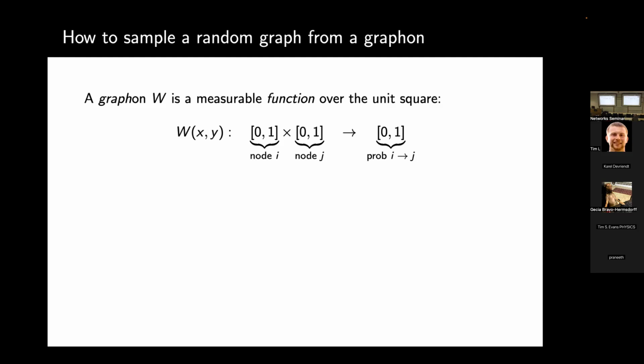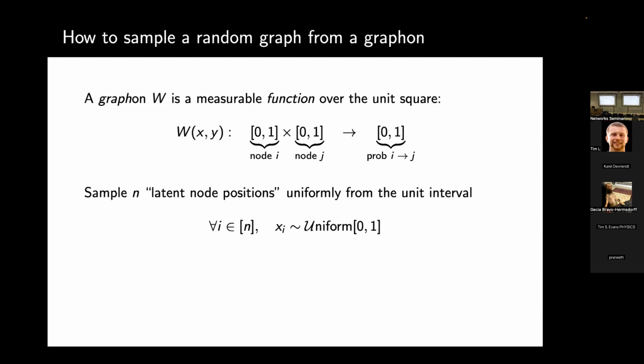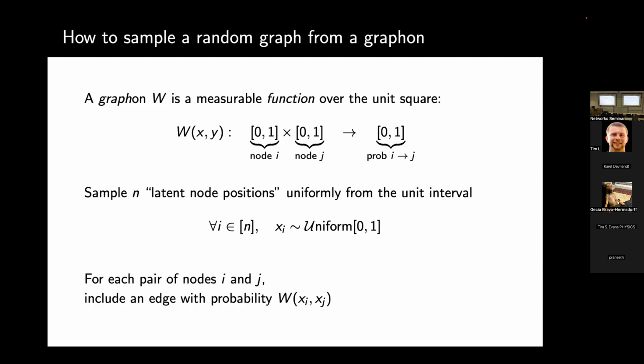So a graphon is a bounded, symmetric, and in our case measurable function over the unit square to the unit interval. The way you sample from it is, first, you sample latent positions for the nodes uniformly. Then, given these latent positions, you include an edge with that probability independently. So that's what a graphon is.